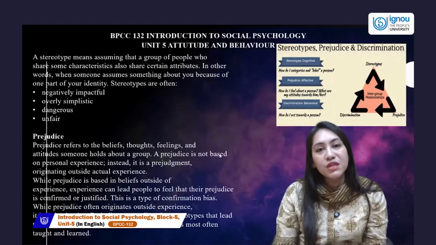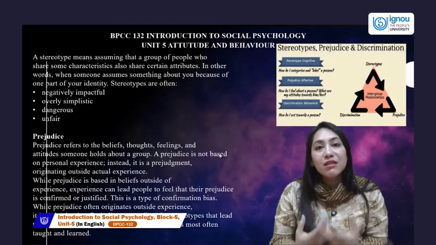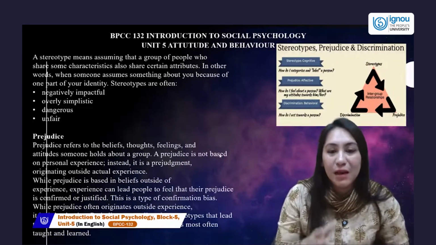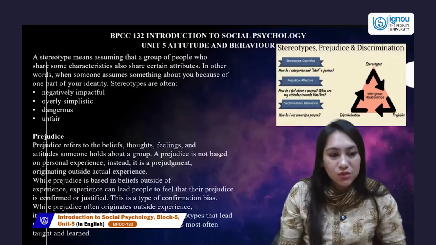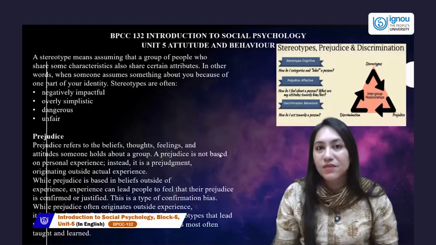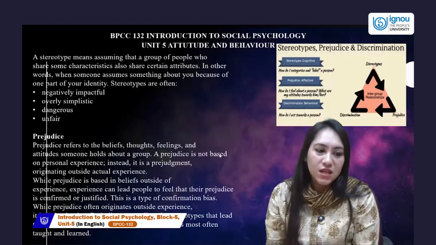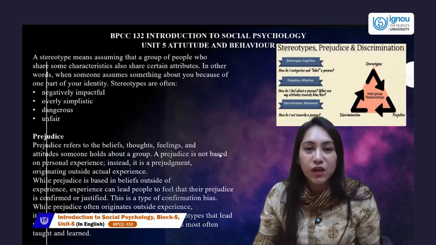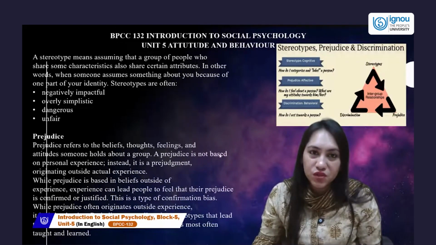When we start with stereotype, it is something which leads to prejudice. Prejudice is the thinking component that you have, because the thinking, reasoning, assumption, judgment happens in prejudice. Also, while prejudice usually originates from outside experiences, at times prejudice also tends to be intuitive. So, instinctive, something that comes out of your gut, and you feel, okay, I do not wish to be talking to this group of individuals.